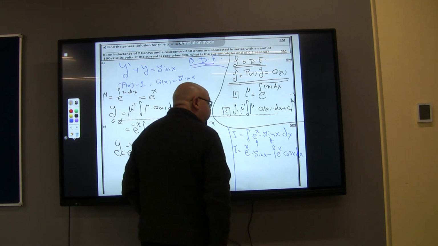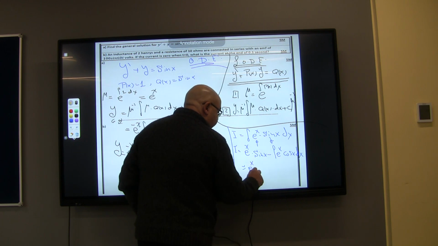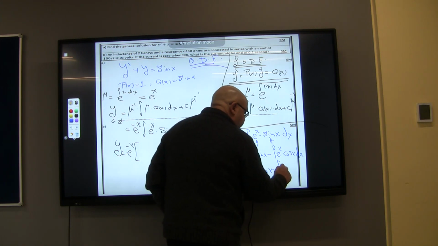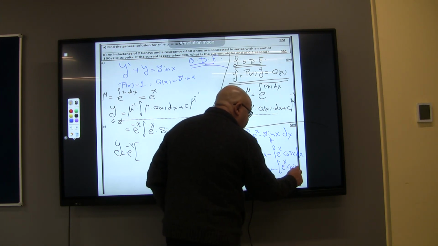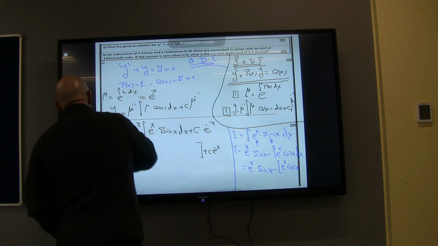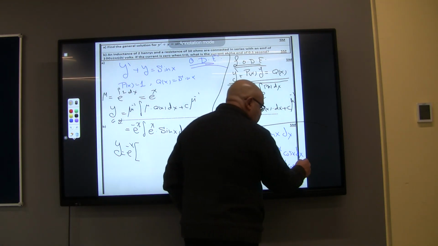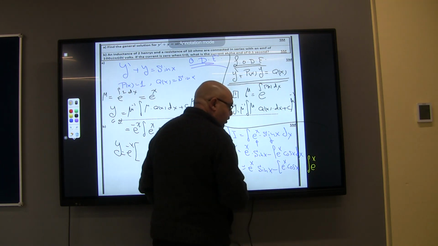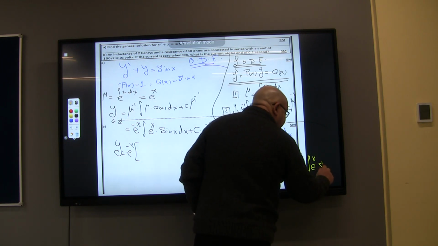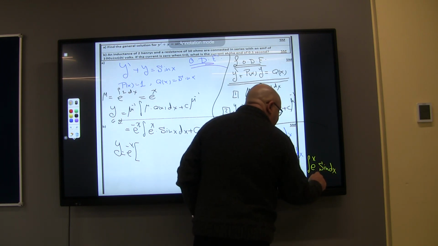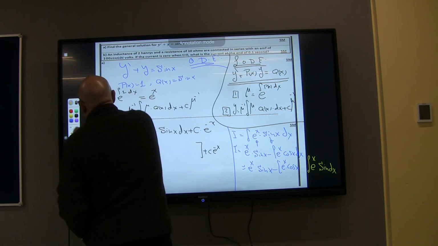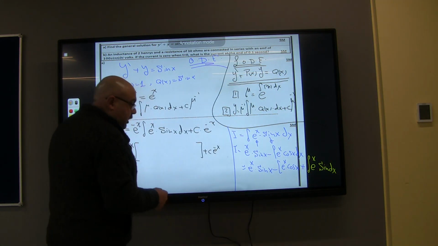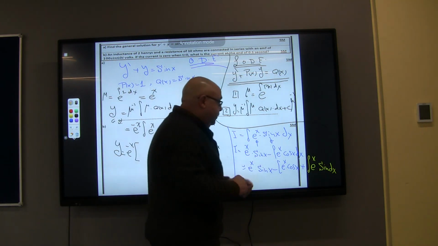Start once more integrating this part. You will have e power x times sine x minus, integrating once more, e power x times cosine of x, then minus, and you will have to integrate once more the function e power x times the derivative of cosine x, which is negative sine x dx. But remember that you have a negative sign, which is the derivative of cosine x, and this way the sign will be positive.